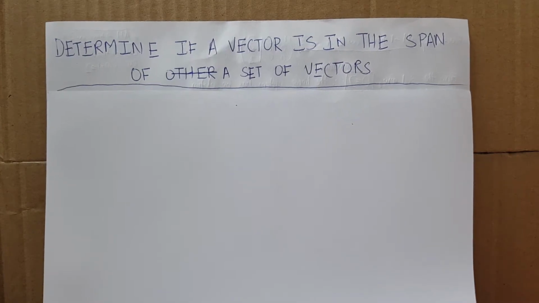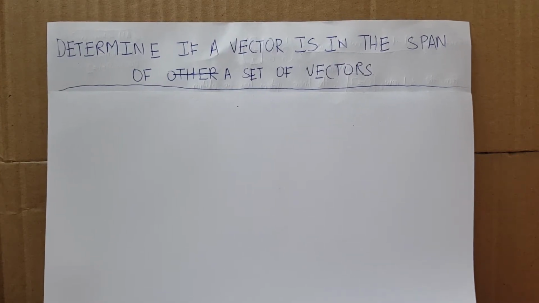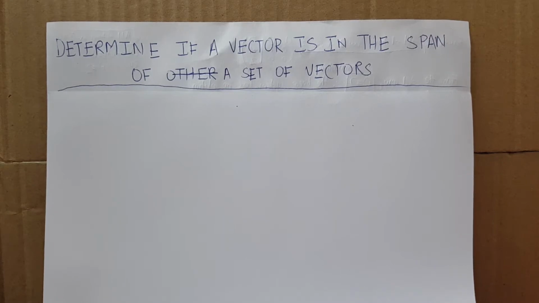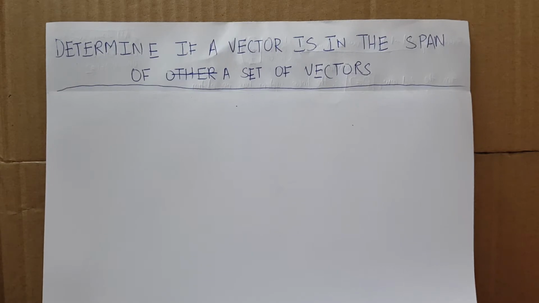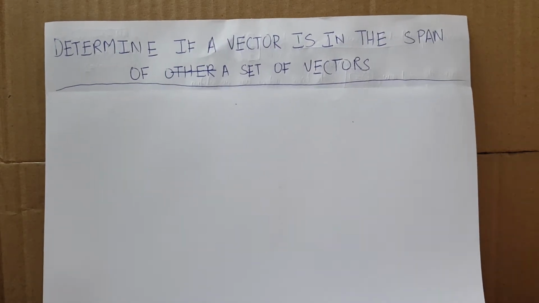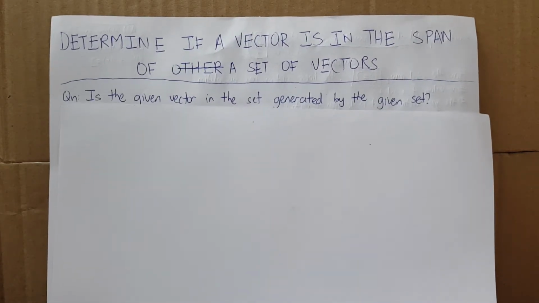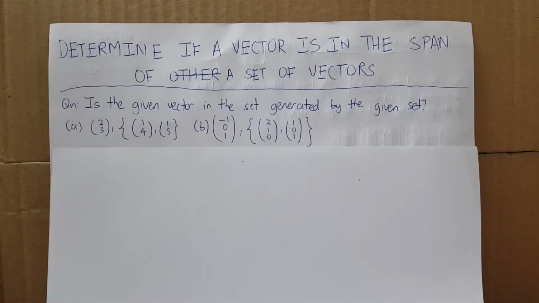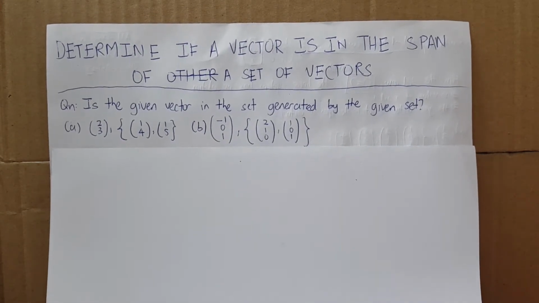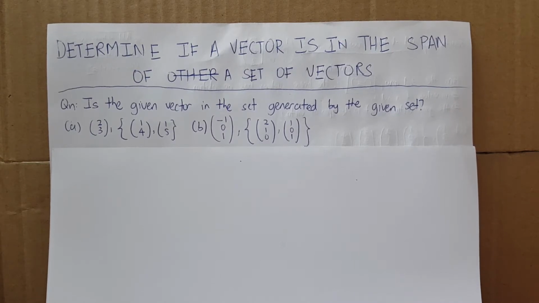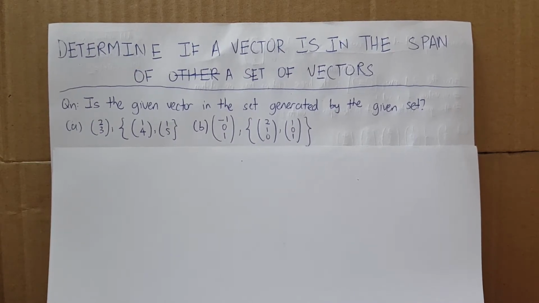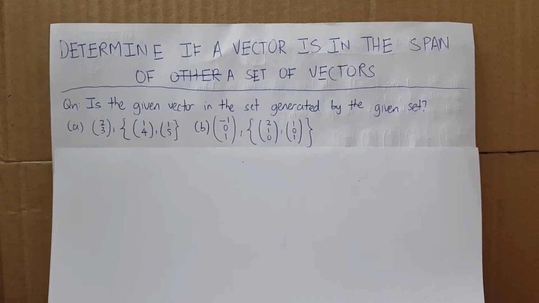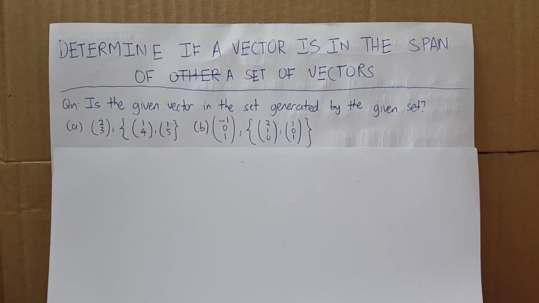In this tutorial, we will be learning how to determine if a vector is in the span of a set of vectors. We will be given certain examples here. The question can actually ask us, is the given vector in the set generated by the given set? Which means that we want to know whether the vector falls in the span of those set of vectors.